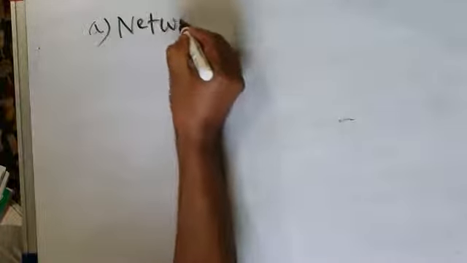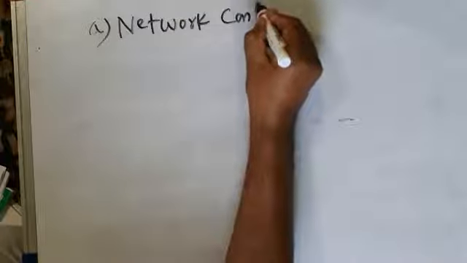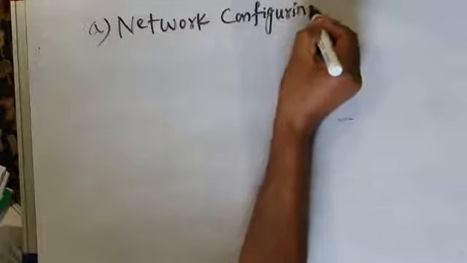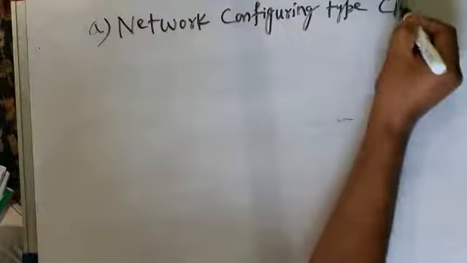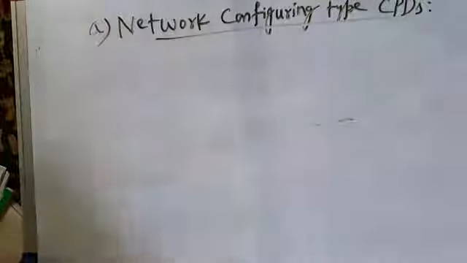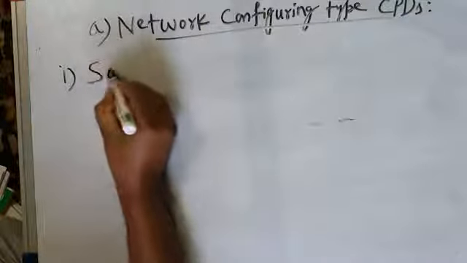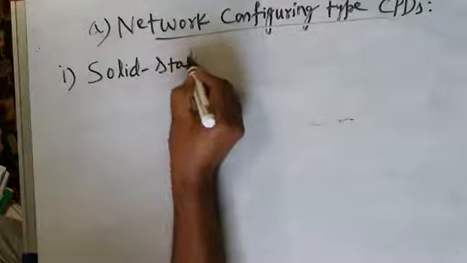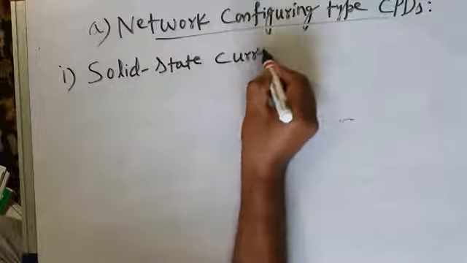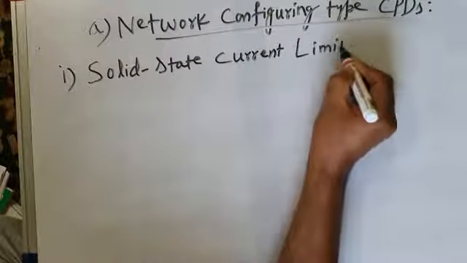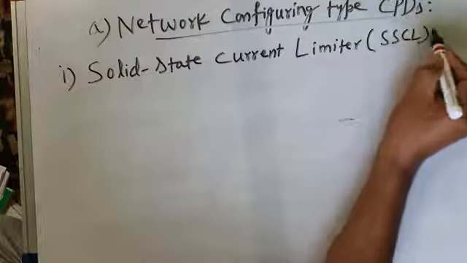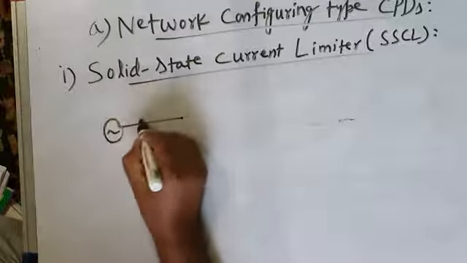First of all, we will discuss the first category, that is network configuring type CPDs, custom power devices. Let us discuss first this. Now the first category or first type of network configuring type CPD is solid state current limiter, SSCL. So it is this type. Let me try to explain that. We have a source here.